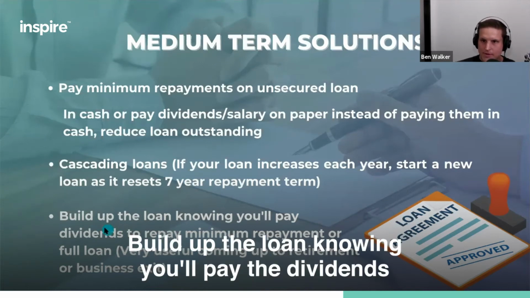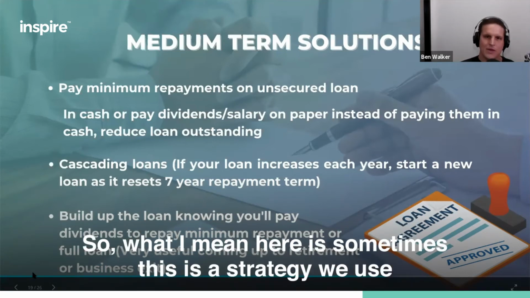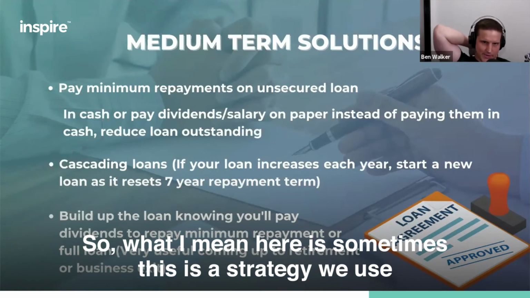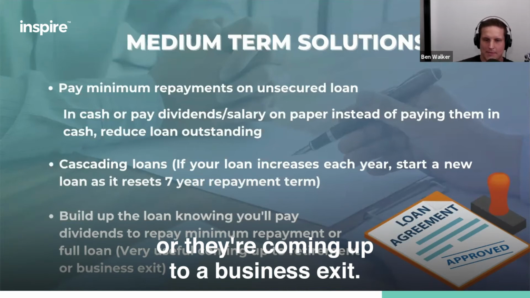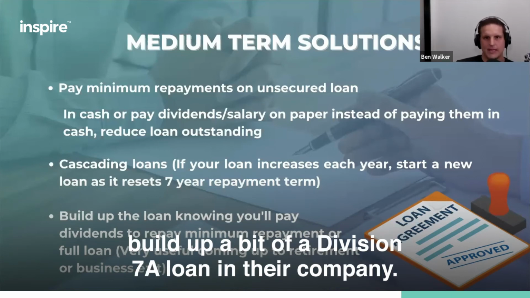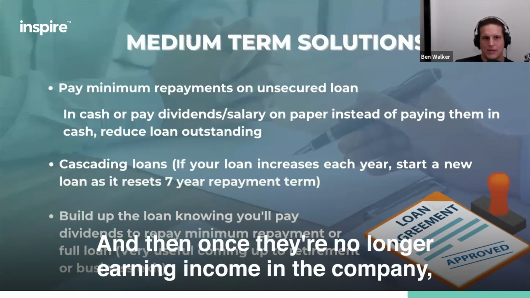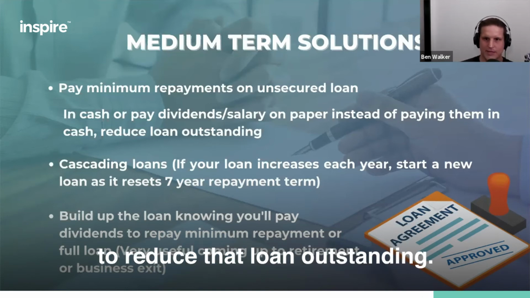Build up the loan, knowing you'll pay the dividends to repay the minimum repayment or the full loan. So what I mean here is sometimes this is a strategy we use when people are retiring, or they're coming up to a business exit. So we'll intentionally tax them less in their own names, build up a bit of a Division 7A loan in their company. And then once they're no longer earning income in the company, we can pay down dividends back to the individuals to reduce that loan outstanding.